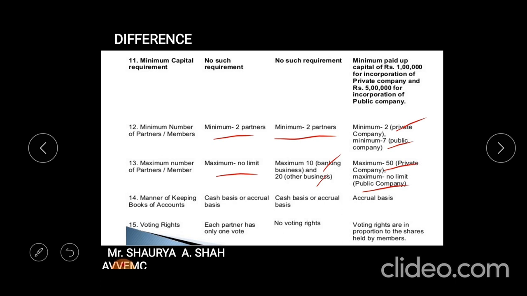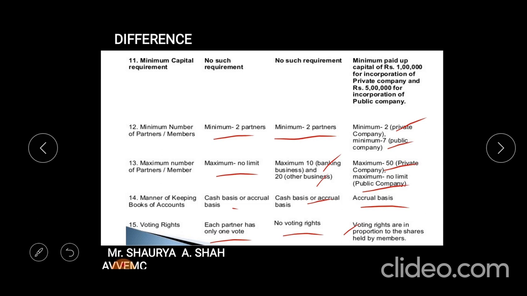Next is manner of keeping books of accounts. In LLP, either it can be cash basis or accrual basis. Partnership, it is cash basis or accrual basis. In company, it is generally on accrual basis. Voting rights. Each partner has only one vote. Here there is no voting right, and here voting rights are in proportion to the shares held by the members. They vote generally in your AGM, that is annual general meeting.